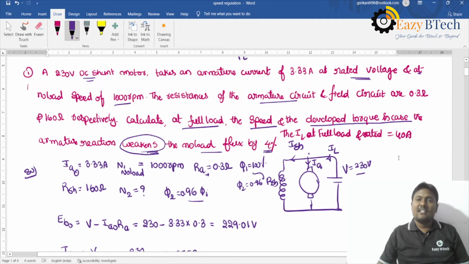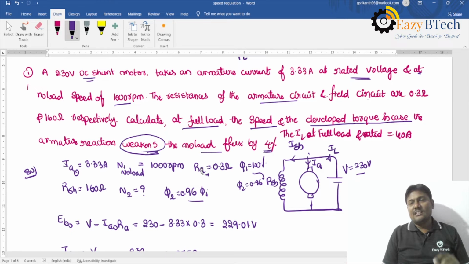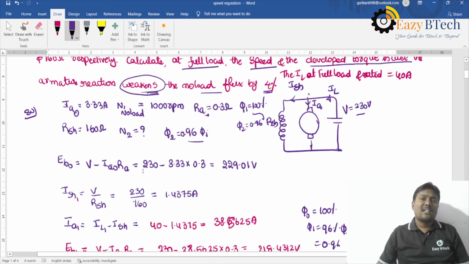The line current at full load is 40 amperes. So first of all, what is the relationship between the voltage and speed? Directly it doesn't have one. EB is directly proportional to N, and EB is equal to V minus IA RA for a DC shunt motor. You can calculate the back EMF under no load conditions: V minus IA0 RA.